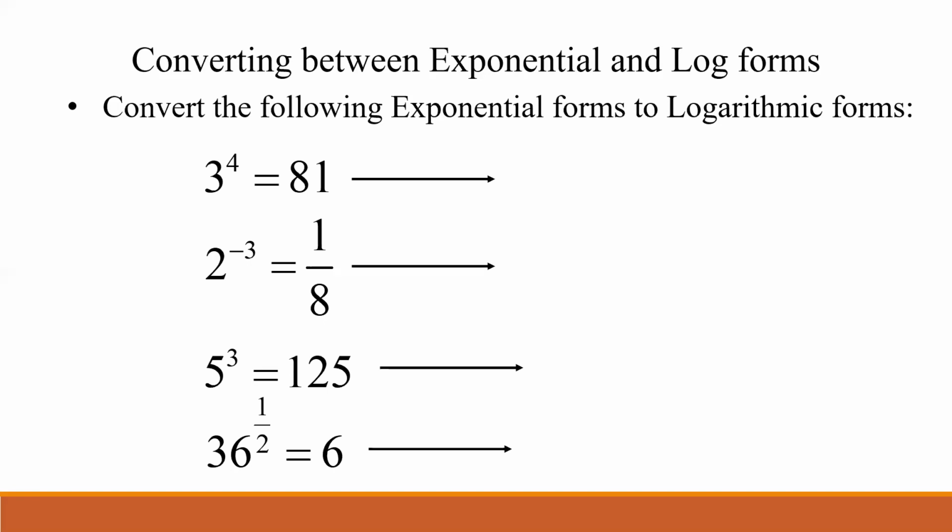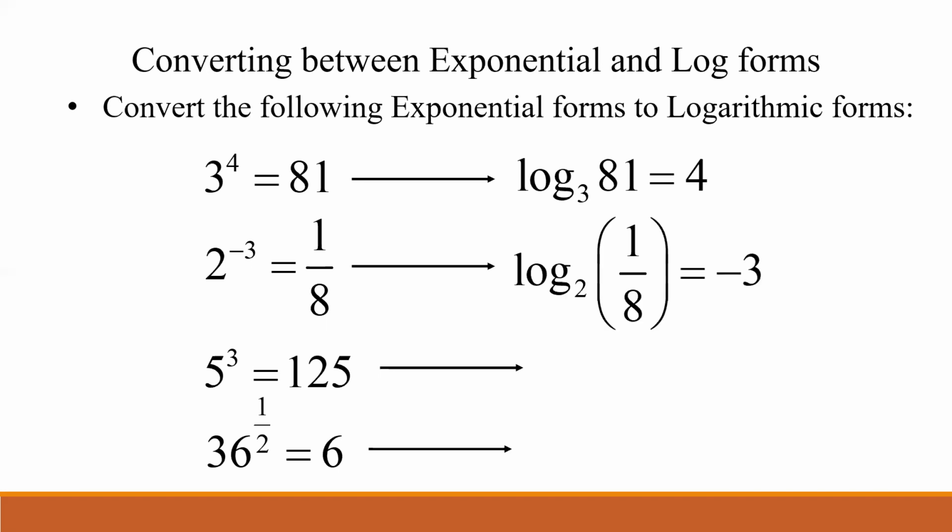Okay, so that first one, again, the base is 3, power 4 equals 81. So that would be like this. Log base 3 of 81 equals 4. Second one, log base 2 of 1/8 equals -3. Remember, on all of these things, the power becomes the answer for the logarithm. The third one, log base 5 of 125 equals 3.